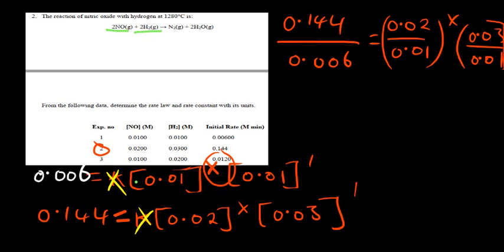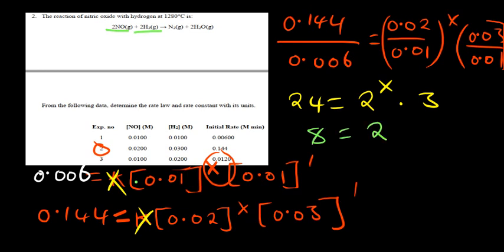At that point, 0.144 divided by that, what do you expect to have? I'm getting a 24, equal to 2 to the power x multiplied by 3. So divide 24 by 3. What do you expect to have, ladies and gentlemen, there? That's like 8, not so. So 2 to the power x equals 8, and then 2 to the power 3.